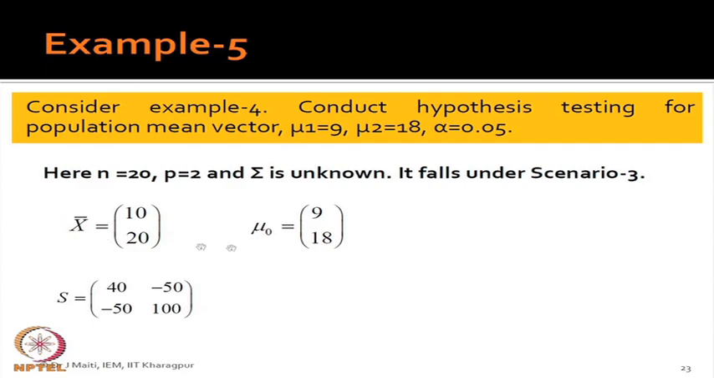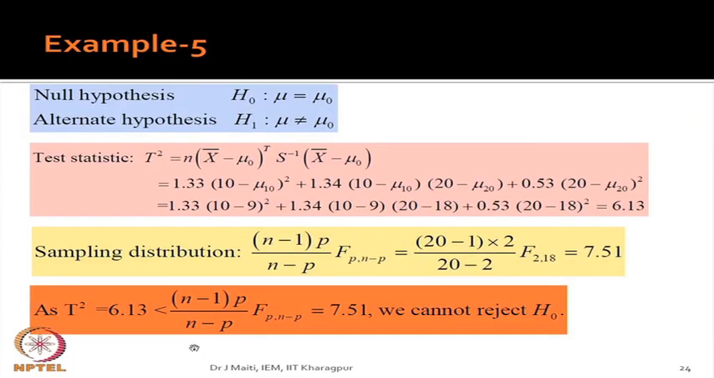See, x bar is given, mu 0 is given. What is your null hypothesis here? Mu 1, mu 2 equal to 9 and 18. So, you write down this x bar is 10, 20, the same problem I am discussing, that mu 0 is 9, 18 and S is 40, minus 50, 100, and this is the calculation.